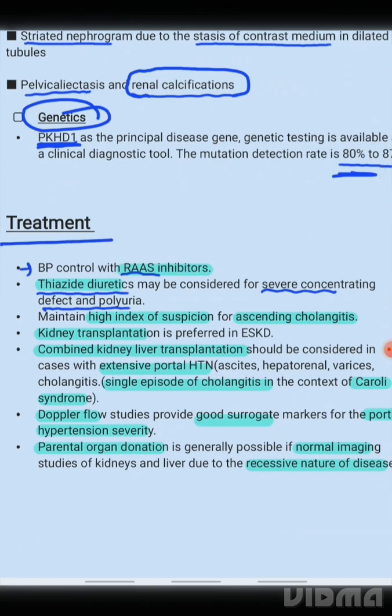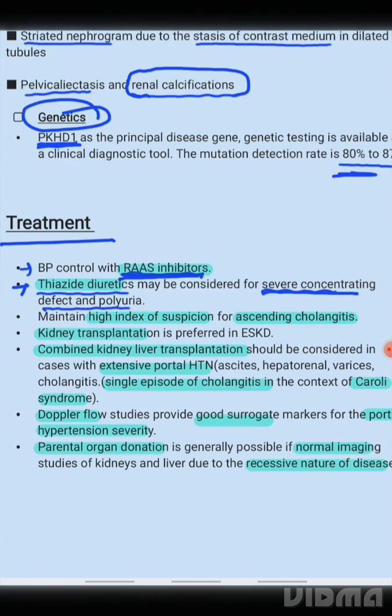So as far as the treatment is concerned, as there's kidney involvement, the blood pressure should be our main concern, and that's usually controlled with the RAS inhibitors and angiotensin aldosterone inhibitors, and thiazide diuretics are sometimes used because of the concentrating defect and polyuria.